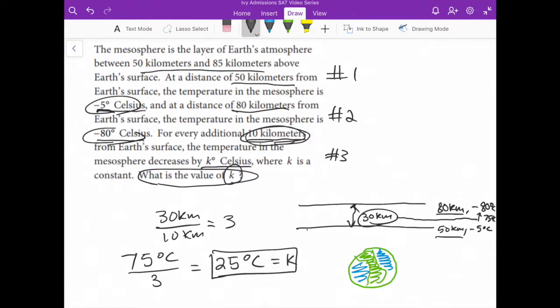For every 10 kilometers we get further away from the Earth, the temperature reduces by 25 degrees Celsius each time.